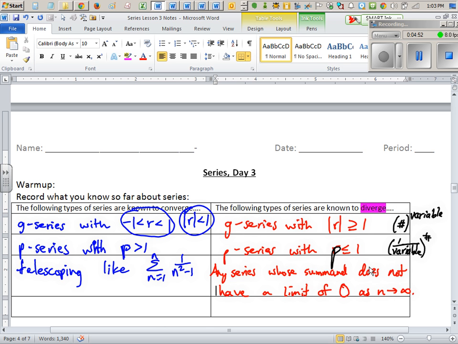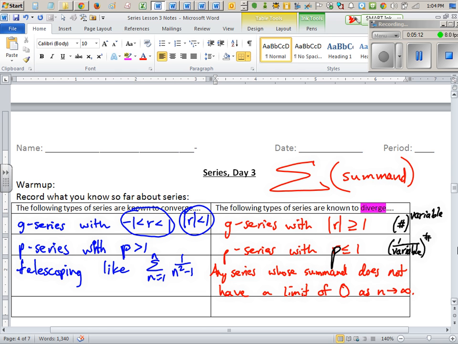What's a summand? Well, you have integrand and radicand and summand. Summand is the part after the sigma. So if the summand doesn't have a limit specifically of 0, then the series will be forced to diverge. That's a good little thing to know.